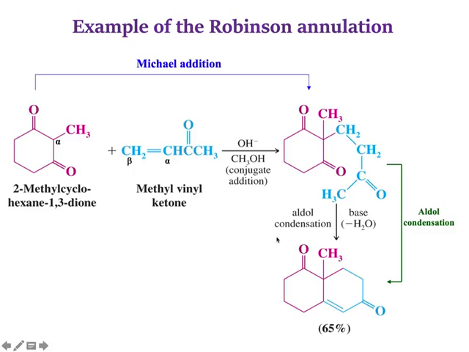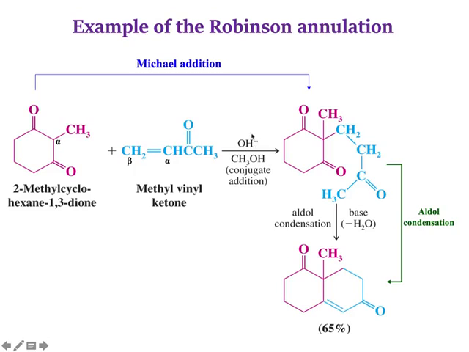As you can see here, this is the alpha carbon. Okay, this one is the vinyl ketone. Okay, alpha beta Michael addition. So what happened? Base, and this is alcohol. Okay, look at here, this one alpha. Okay, this one reacts with this one.